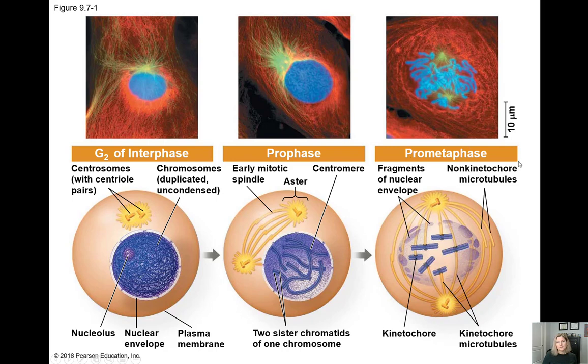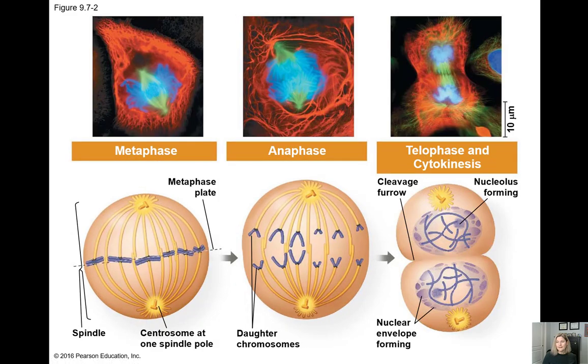So by the end of prometaphase, it's ready to divide, okay? So it's prepared. We have the nuclear envelopes disappeared. The mitotic spindle has attached to the centromeres of the sister chromatids, and the centrosomes have migrated to opposite poles. So we are ready to go. Next, we go into where we do PPMAT.